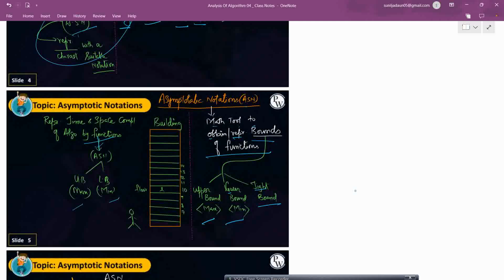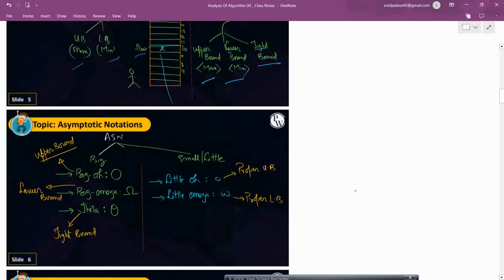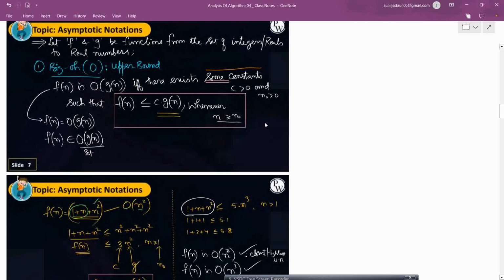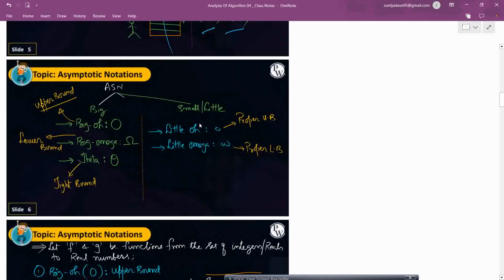How can I explain this to you? Suppose this is a floor and there is a person right here. What is the upper bound for this? It is 10. What is the lower bound for this? I don't know how to do it, so let's quickly skip that.